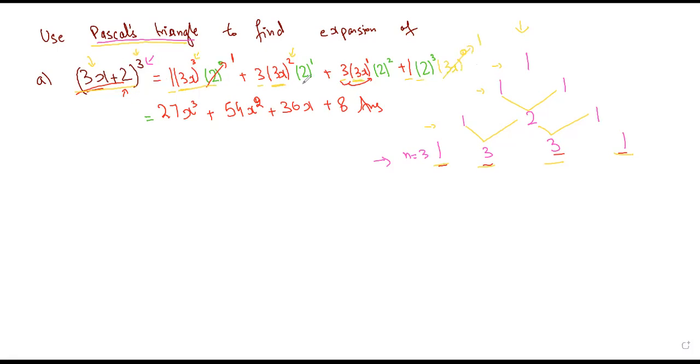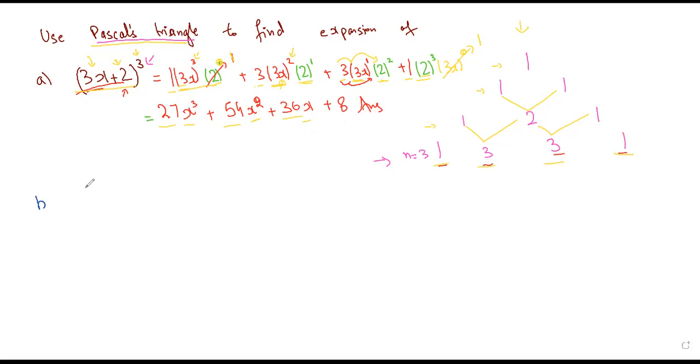Then I'll write down the second term, 2, 2, 2, and 2. Initially the power of 2 is 0. It starts with 0 and it increases by 1. Then 2 to the power 1, 2 to the power 2, and 2 to the power 3. Since 2 to the power 0 is 1, I did not write that down. I've just expanded this. So 3 cubed is 27, x cubed. 3 into 3 squared is 27 into 2, that is 54, x squared. Then 3 into 3 is 9, into 4 is 36, x, and then 2 cubed is 8. So that is how we do it. I hope that you have understood this now.